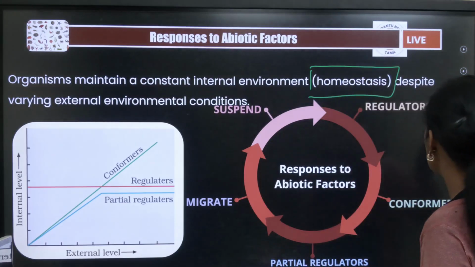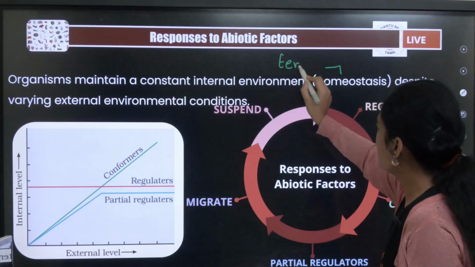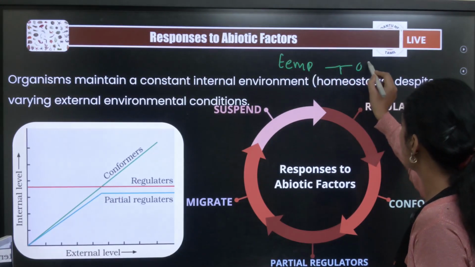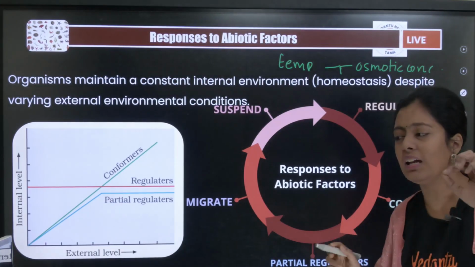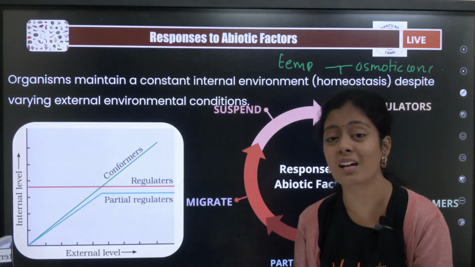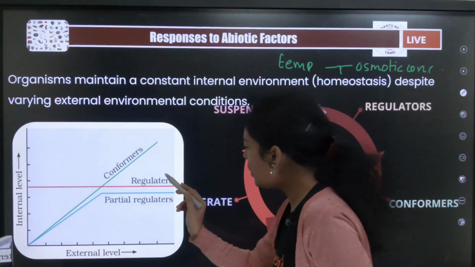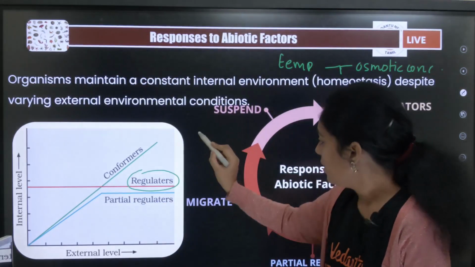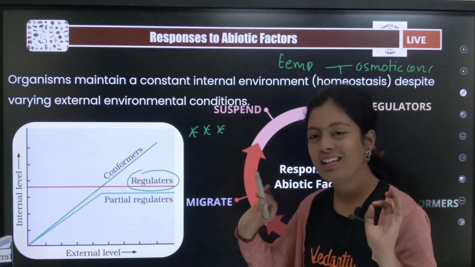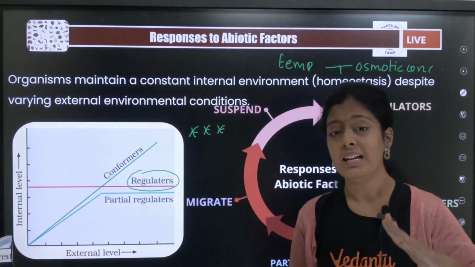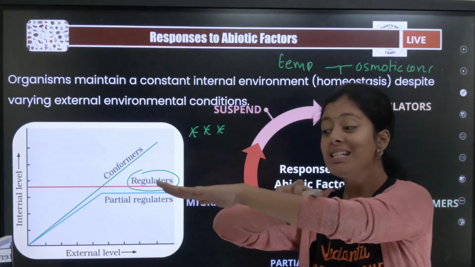Okay, so when I talk about homeostasis, I talk about 2 things. One is temperature. Another one is osmotic concentration. These 2 are very, very important things that are going to determine my homeostasis. Okay, so let us look at the regulators. This graph is very important. It is very, very important from your board exam point of view. So what are these regulators, children? You can see their body temperature or their osmotic concentration is the same.